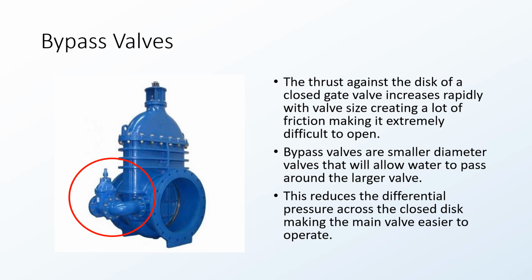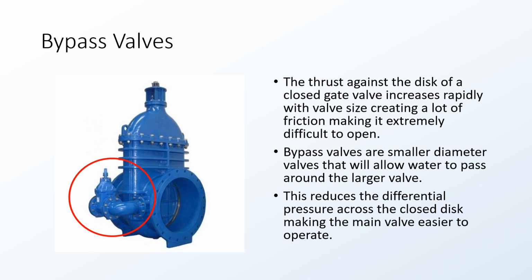One of the things that was not on the last valve that we just looked at is called a bypass valve. When you have a large valve that's fully closed, you're going to have a lot of force being pressed up against one side of it, making it almost impossible to operate. So you install what's called a bypass valve, and it's just a small valve, typically like a 4-inch valve, that is plumbed to allow water to flow from one side of the valve to the other.